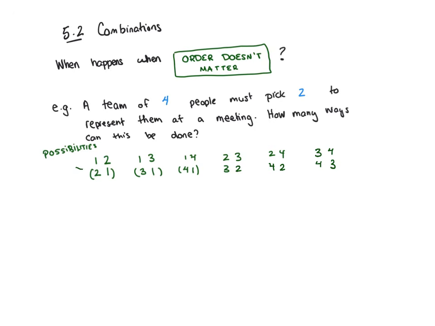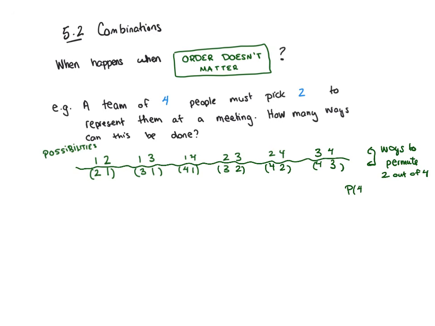So if I look at what's both above the line and below the line, these are all of the ways to permute 2 out of 4. All right, so that would be my P(4,2), which we've seen is 4 factorial over 2 factorial. So that should be 4 times 3 equals 12. So we can check that we got 12. But now I only want the ones where order doesn't matter.